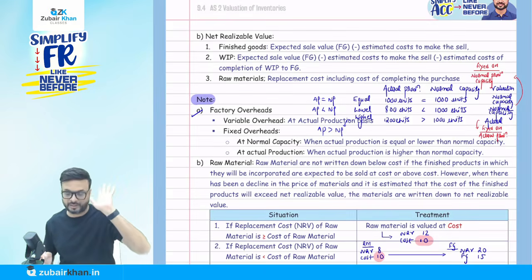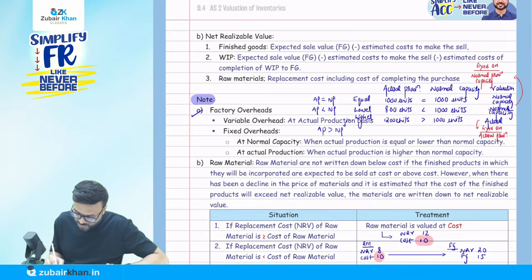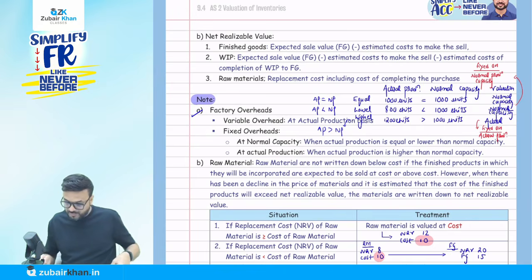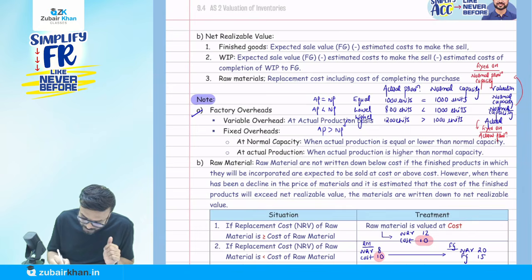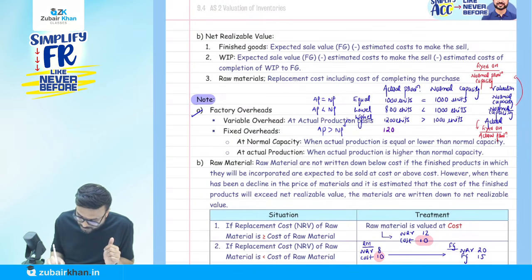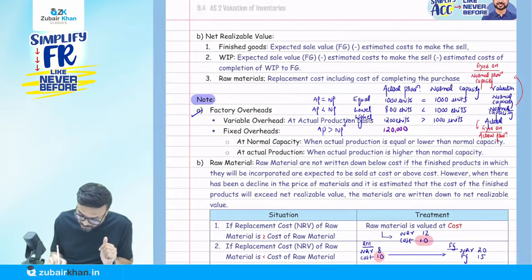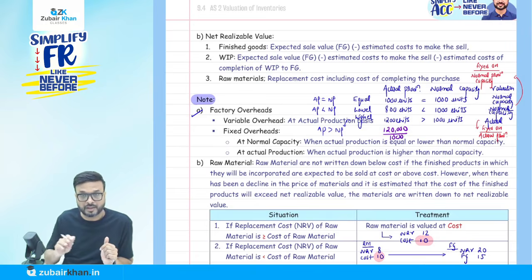Let me tell you the logic quickly. Please understand this one. Say my actual production is 1200 units and the normal capacity is 1000. Total fixed overheads are 120,000. Let me change the color here. If I divide the fixed overheads by only 1000, the normal capacity, I'm telling you the logic of why we use actual production here.